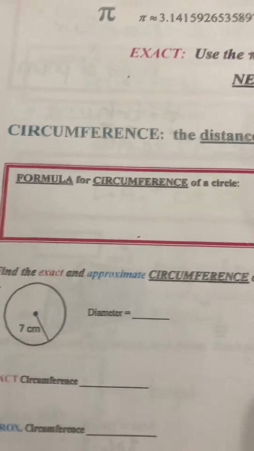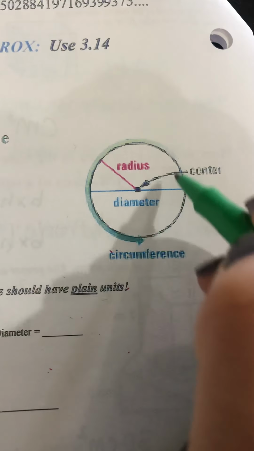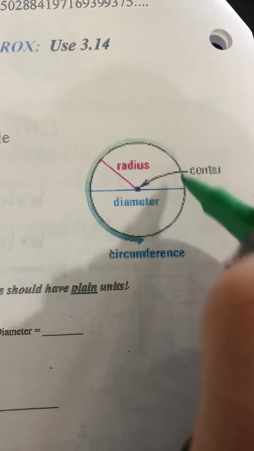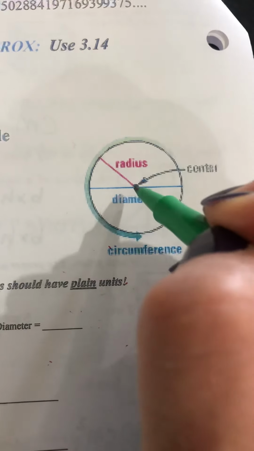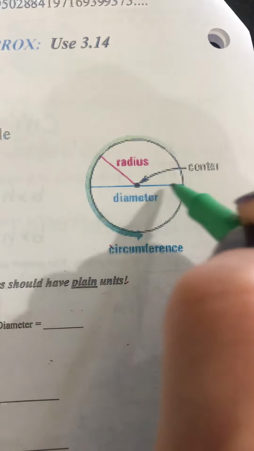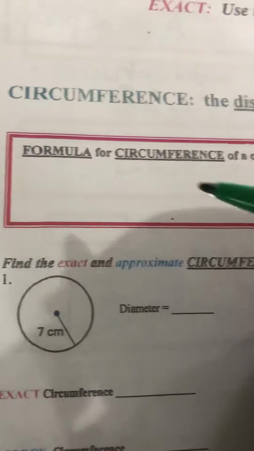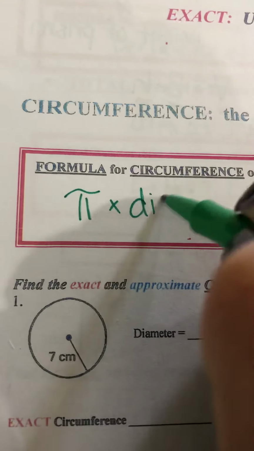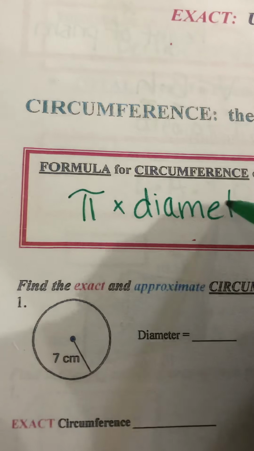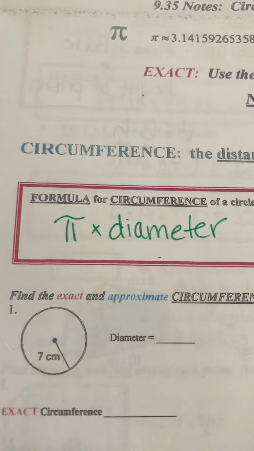You remember that circumference is the distance around the circle. So here you see the center of the circle there, and then this is representing the circumference. We know the radius goes from the center to the edge, and then the diameter goes all the way across the circle through the center. Do you remember the formula for circumference? You are right, pi times diameter. Pi times diameter is the formula for circumference.